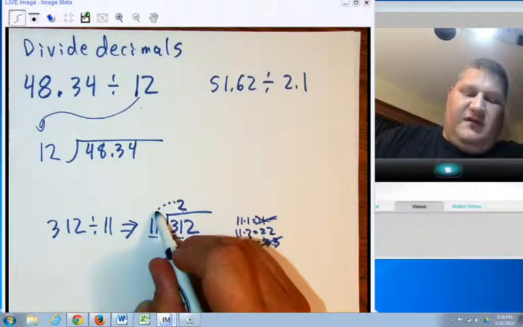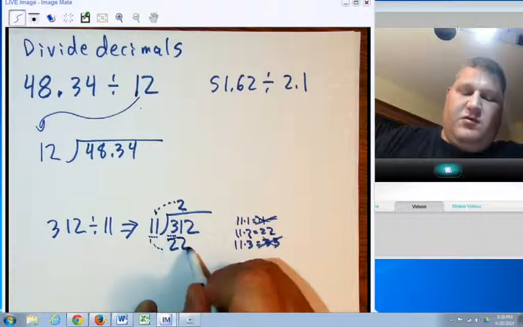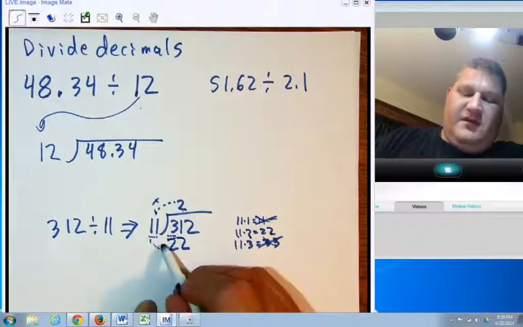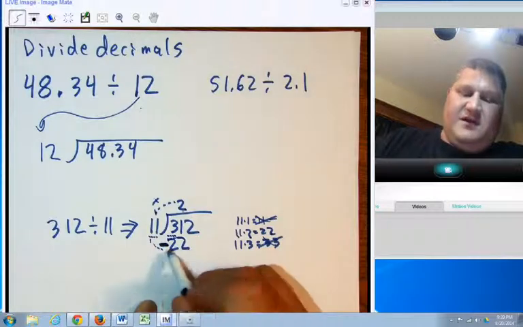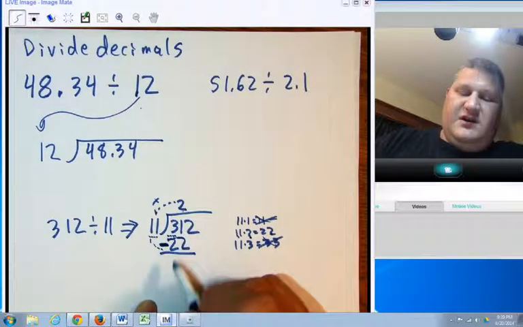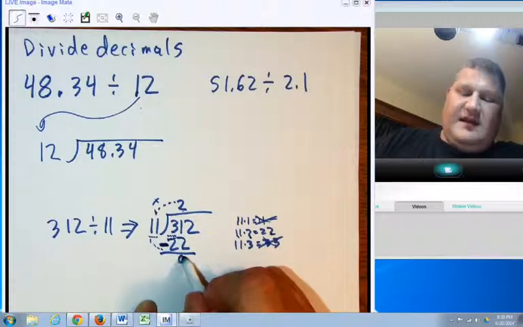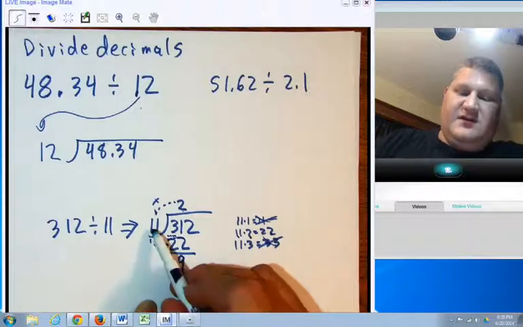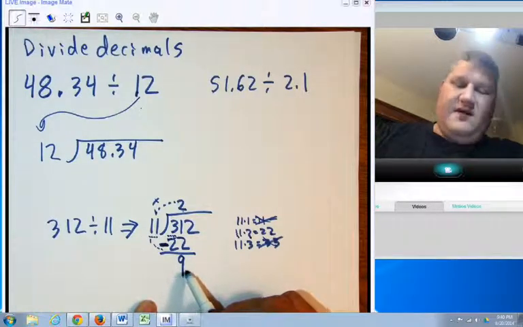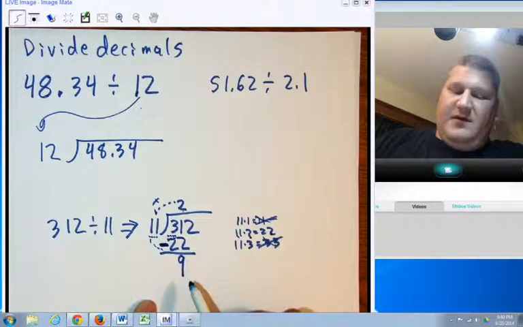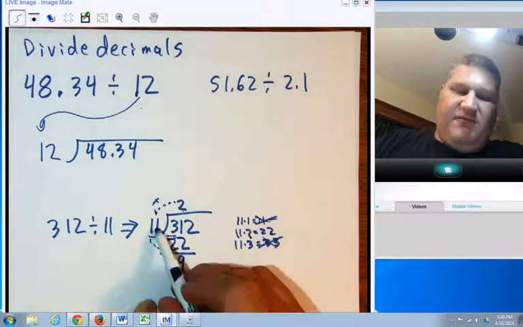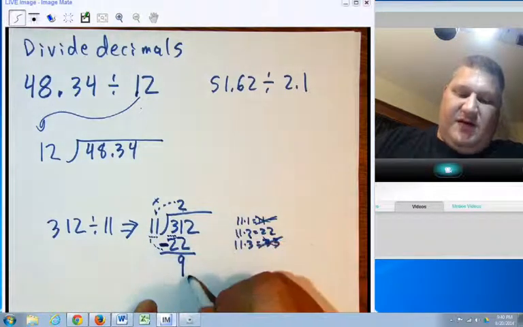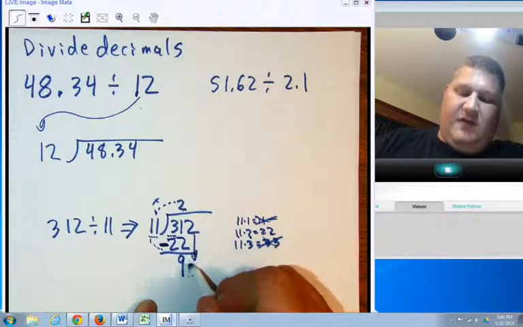2 times 11 is 22. So once you multiply, now I need to subtract. So 31 take away 22, well, that's going to be 9. Now does 11 go into 9? If 11 does fit inside 9, then I would need to move this bigger. But in this case, 9 is smaller than 11. I can't fit all of 11 inside 9. So I have to bring something else over here to help. Let's bring down that 2.